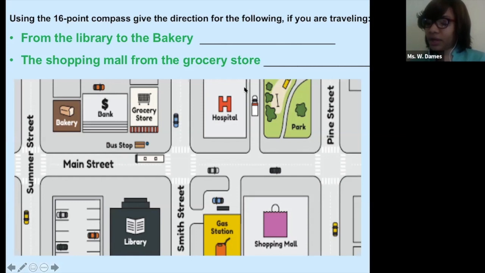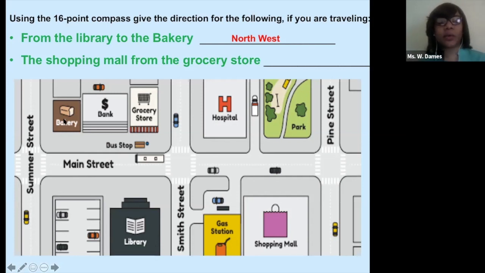So let's give you the answer. Okay, so that's northwest. So if you had anything close to northwest, you will be right. If you had northwest, that's fine. Okay, northwest is our answer. Remember, we are moving from the library. What direction are we moving in to get to the bakery? Okay, so we're moving in a northwestern direction.